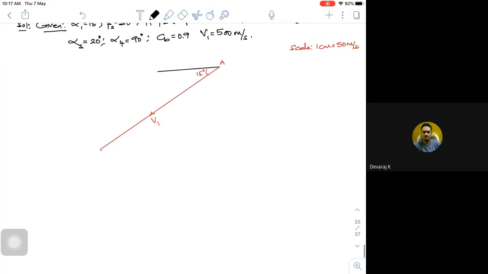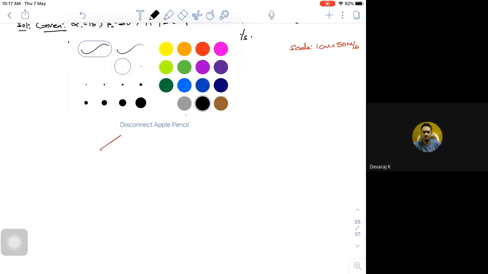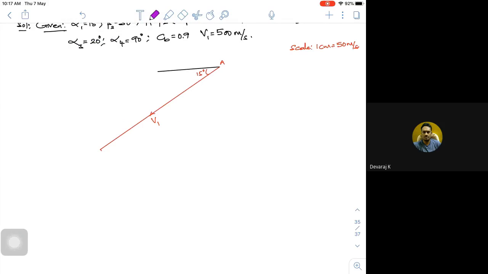So from this point, this will be my VW1, fine. And parallelly, this will be my VF1. So I can call that B. I got A and I got B.